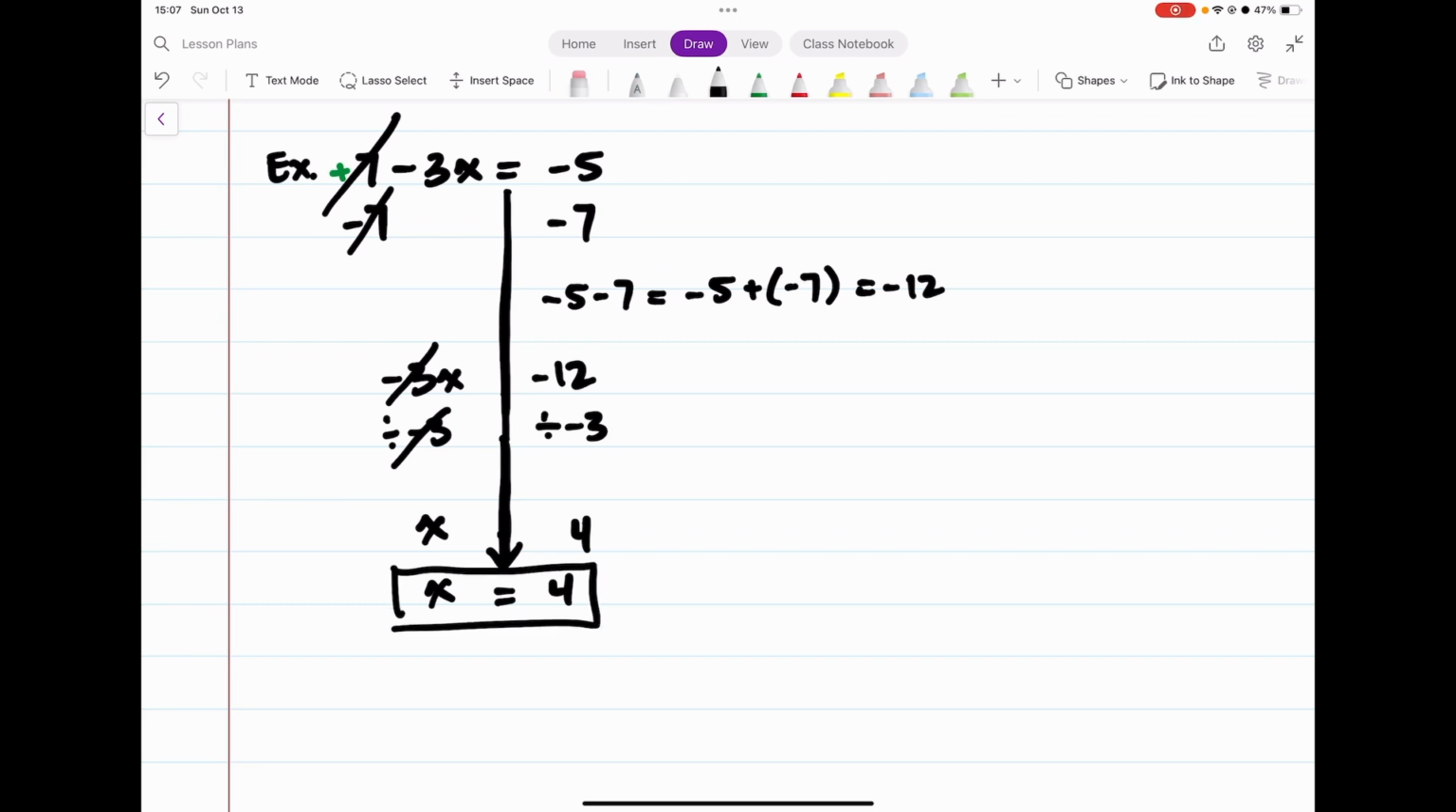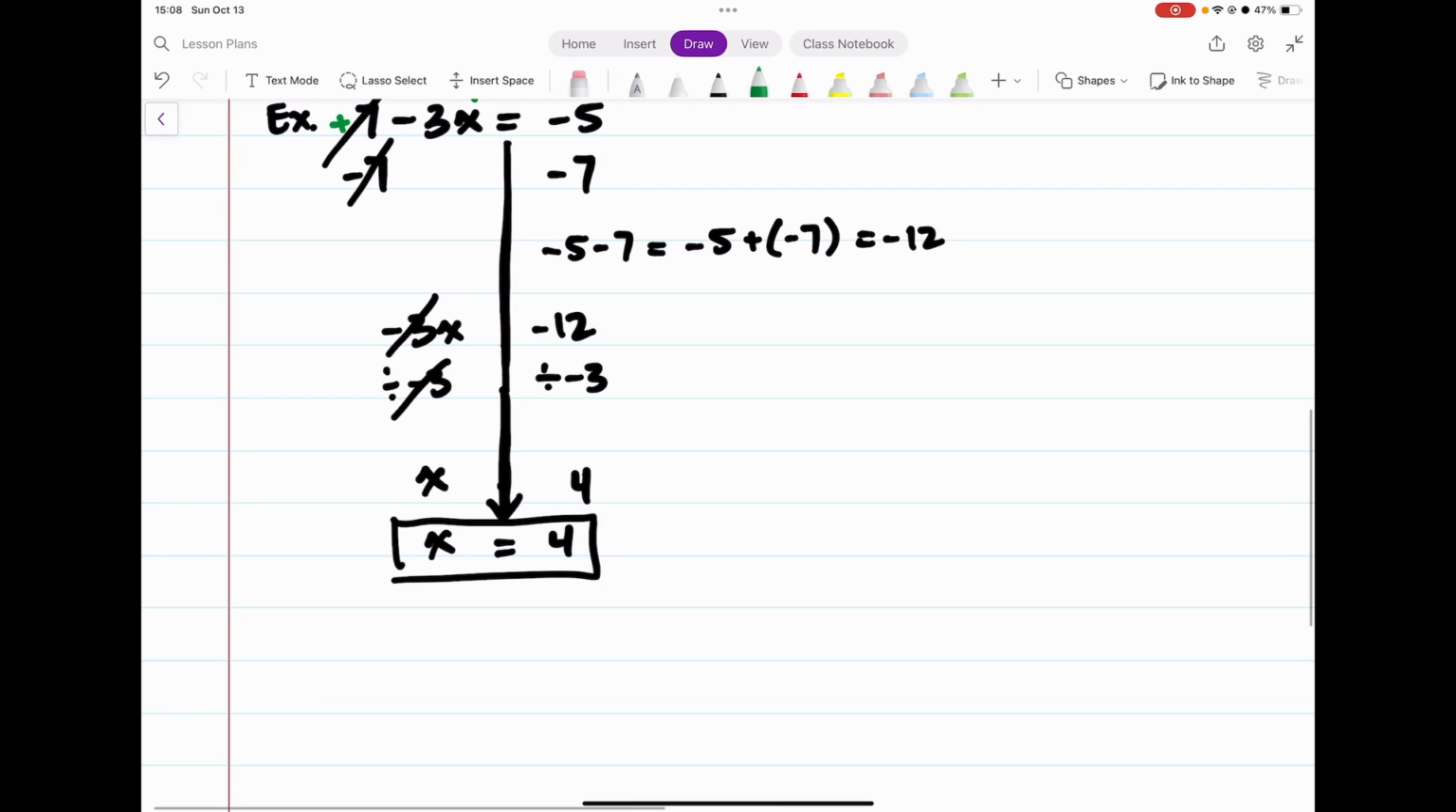I'm going to double check. I'm going to put the 4 in right here on the top. So what is 4 times negative 3? That's going to be negative 12 or minus 12. So 7 minus 12 is, well, look at that, negative 5. All right, so that is the correct answer.